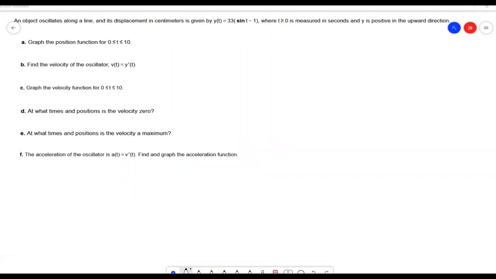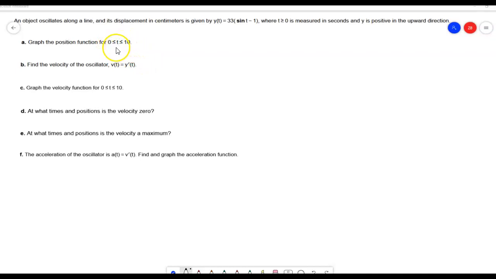I already worked some of it out here, but I'm going to go ahead and clear this out so we can start from the beginning. So the first thing it says is graph the position function. Let me actually start here. An object oscillates along a line and its displacement in centimeters is given by the function y of t is equal to 33 times the sine of t minus 1, where t is greater than or equal to 0 is measured in seconds and y is positive in the upward direction. All right, so let's first go ahead and graph the position function from 0 to 10.